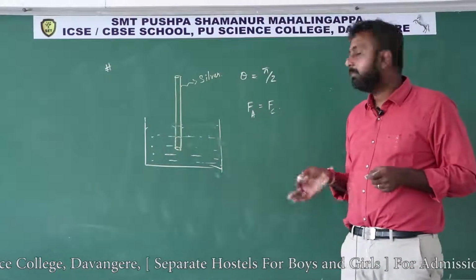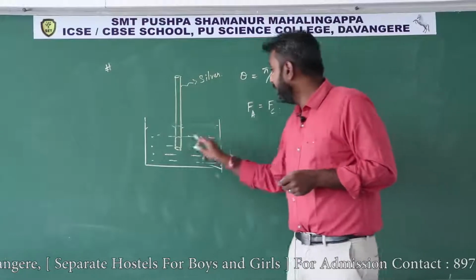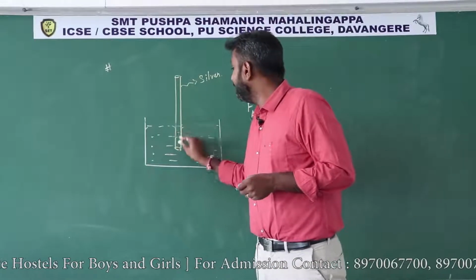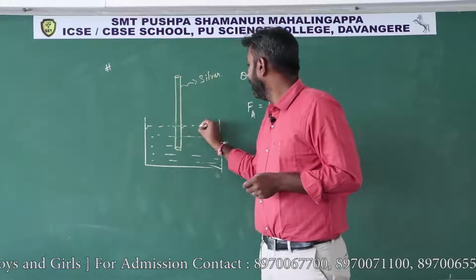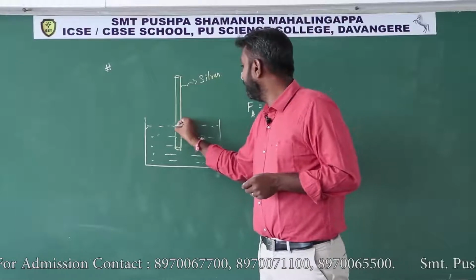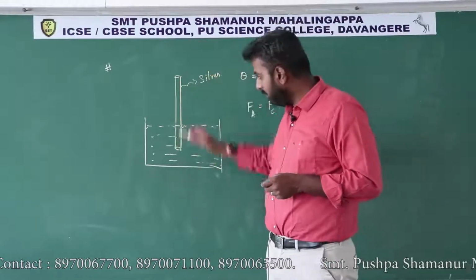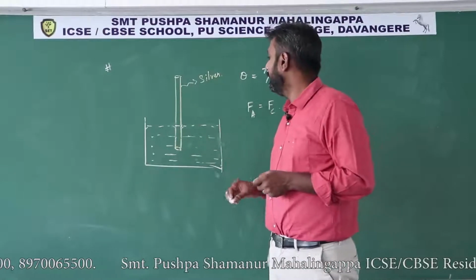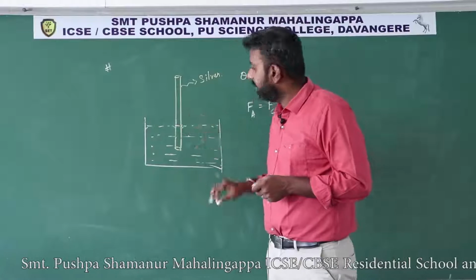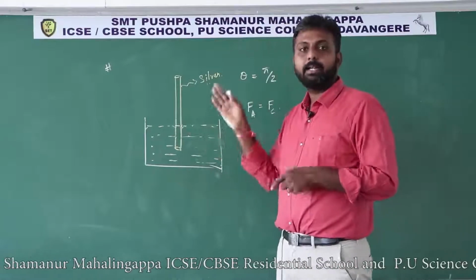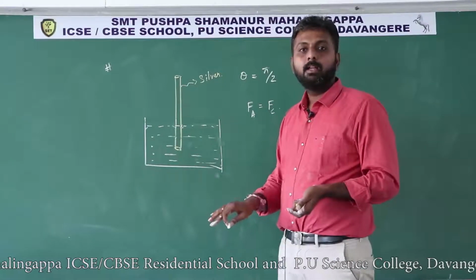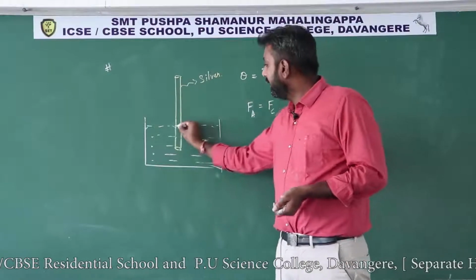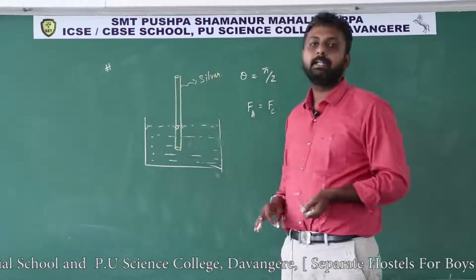If the angle of contact becomes 90 degrees, then the level of the liquid inside the capillary tube does not rise or fall. It will maintain the same level. Here this is the angle of contact, tangent to the surface, and the solid surface should be inside the liquid. This angle is 90 degrees.